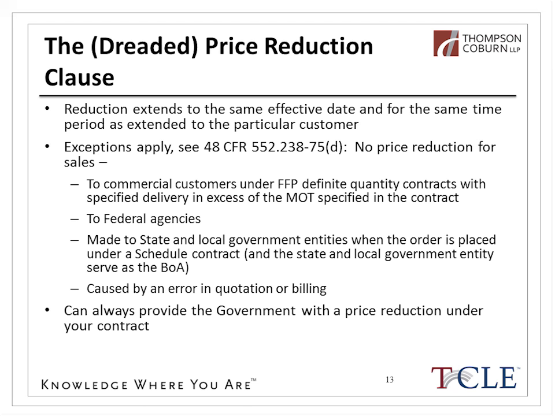I want to get back to the first one here because there's really four parts to that exception. And that is the no price reduction for sales to, number one, commercial customers. So they have to be a commercial customer. Number two, under a firm fixed price, definite quantity contract. So it has to be a fixed price under a definite quantity contract, that is where the quantity is established at the outset of award. And where there is specified delivery, so delivery is going to be determined as set forth in the contract terms and conditions. And then in excess of the maximum order threshold, the MOT, that's specified in the contract.